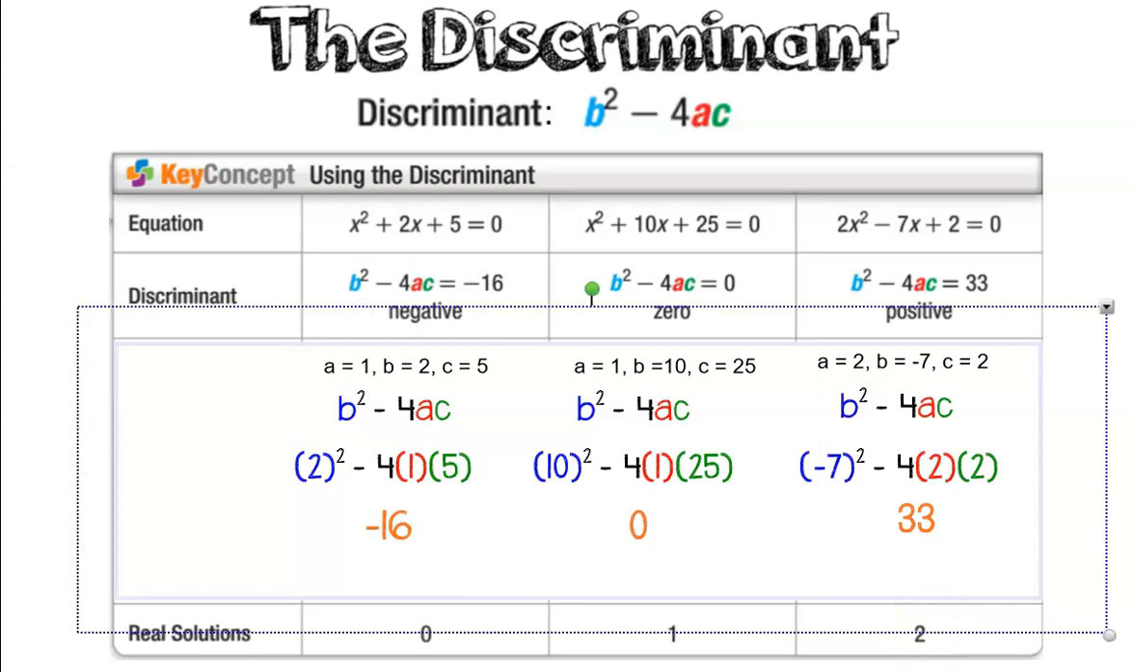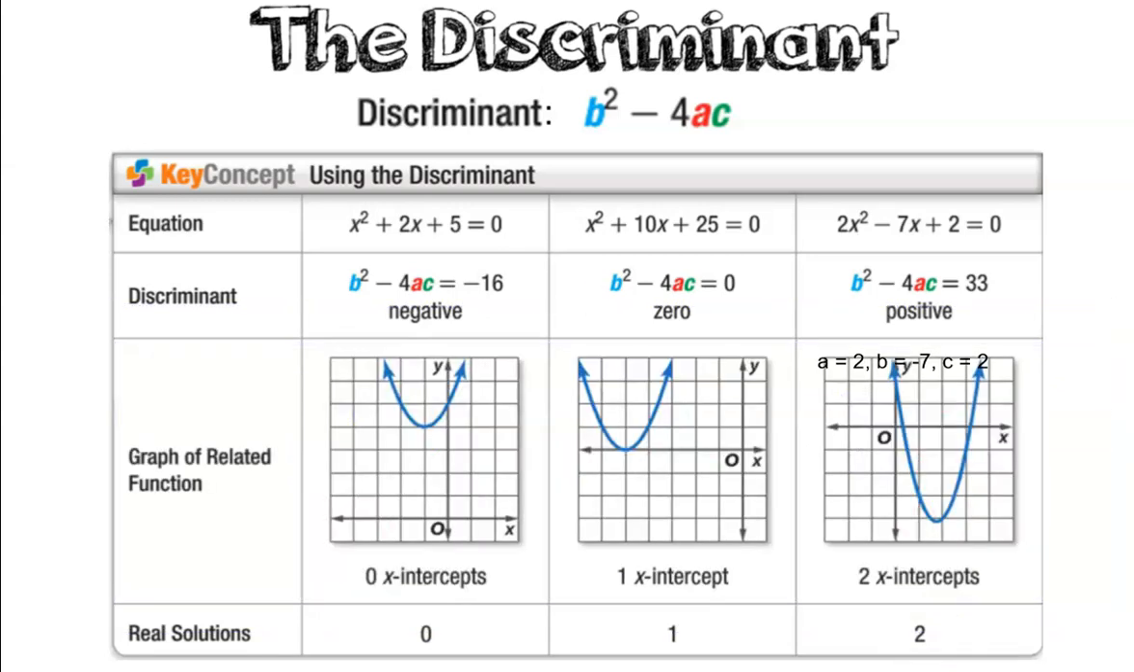If I were to take away all this math, it would match with our graphs. So if you have no intercepts, then you have no real solutions. If you have one x-intercept, you have one real solution. And if you have two x-intercepts, then you have two real solutions.